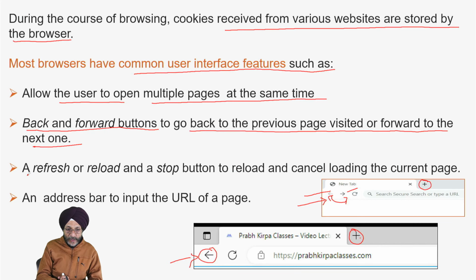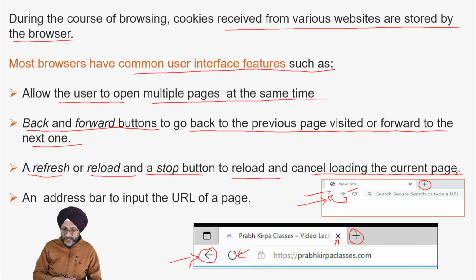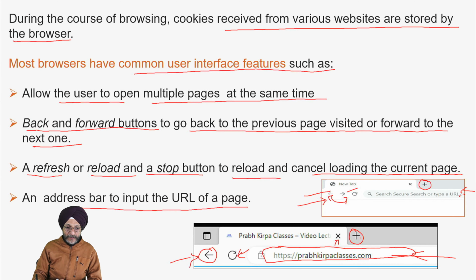Now there is another button which is called the refresh button. You can see here that this is the refresh button and this is the stop button, to reload or cancel the loading of the current page. An address bar is there to input the URL of a page. You can see here that this bar is the address bar.